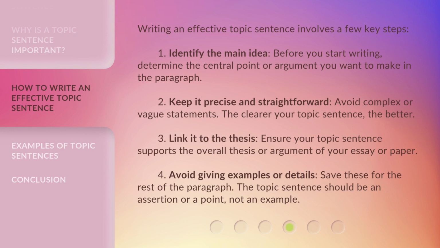Writing an effective topic sentence involves a few key steps. 1. Identify the main idea. Before you start writing, determine the central point or argument you want to make in the paragraph. 2. Keep it precise and straightforward. Avoid complex or vague statements. The clearer your topic sentence, the better.